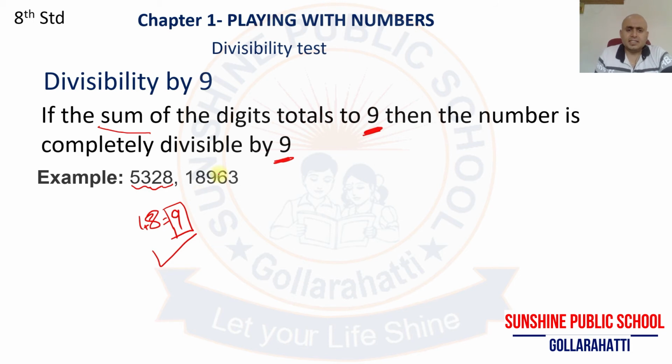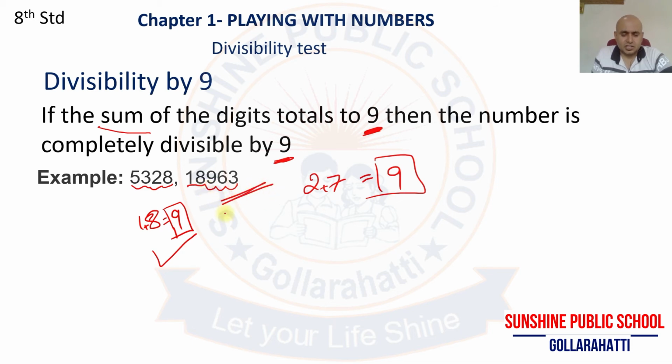Okay, let's see the second example. 8 plus 1 is 9, 9 plus 9 is 18, 18 plus 6 is 24, 24 plus 3 is 27. So 27, and again 27 is 2 plus 7, which is also 9. So again the total sum comes to 9. Then, yes, we can say that this number, 18,963, is completely divisible by 9.